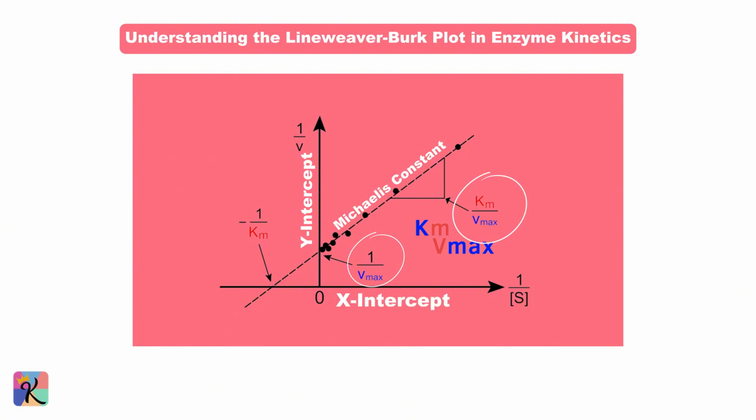The x-intercept corresponds to the negative reciprocal of K sub m. Since Km represents the substrate concentration needed to reach half of Vmax, a higher Km, indicating lower substrate affinity, shifts the x-intercept closer to 0.